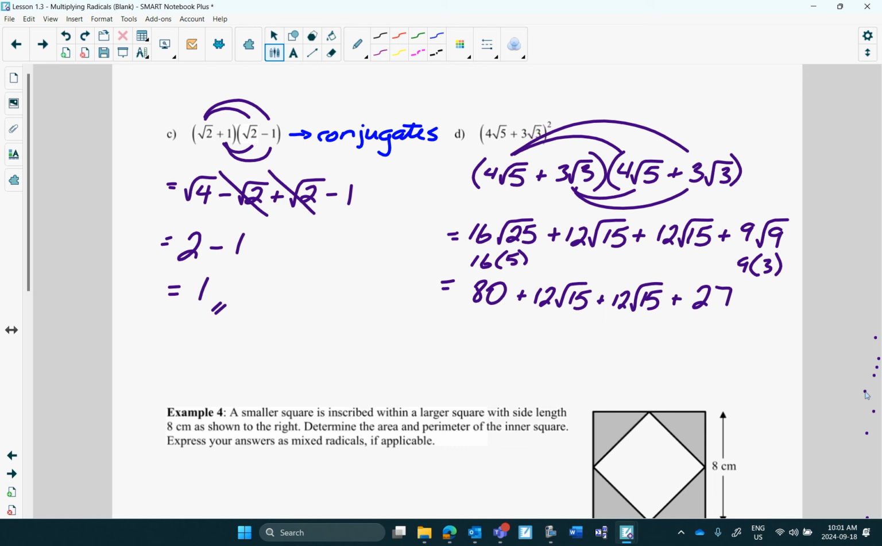And finally, collect like terms. Well, I can collect the numbers. What do you get? 107. And I can combine the root 15s. There's 12 of each. 24 root 15.